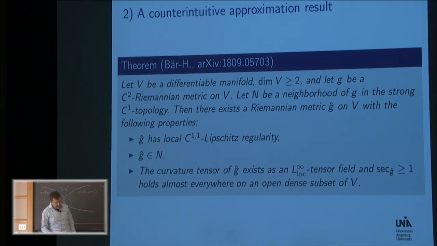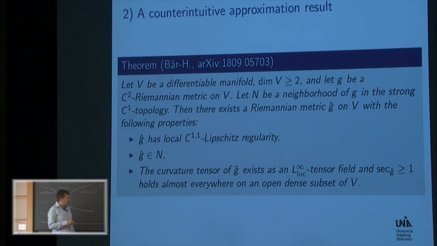It doesn't have C2 regularity anymore, it just has C11 regularity, but it's remarkable so that the first derivative is still Lipschitz, a Lipschitz function. So usually in these approximation results we get C1 alpha regularity, but here we have C11 regularity, which is just below C2. So this new metric can stay in this prescribed neighborhood.